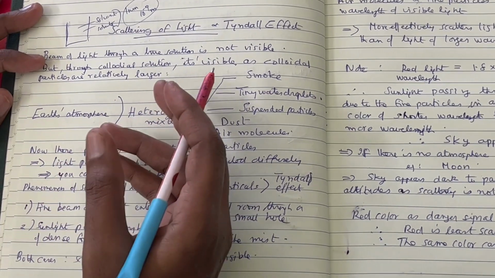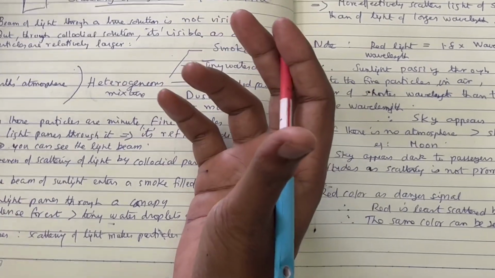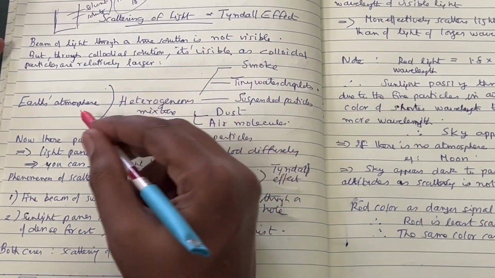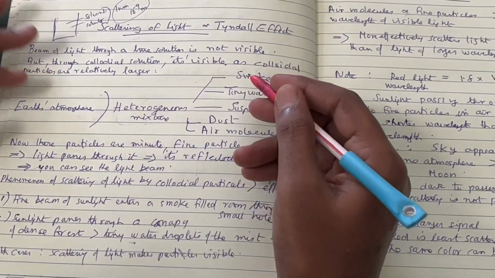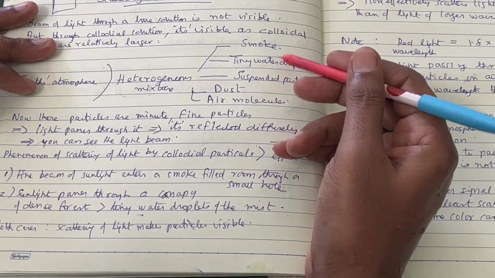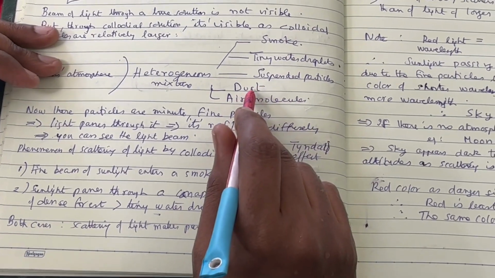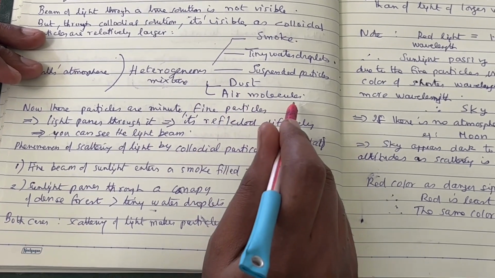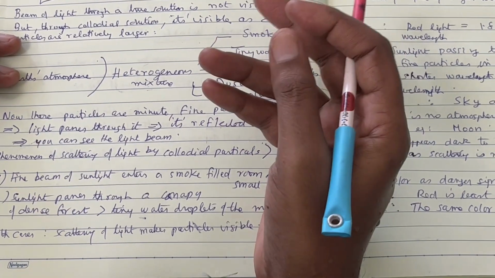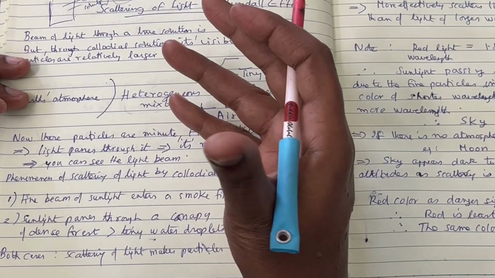So a very common heterogeneous mixture, which we are all experiencing day to day, is the Earth's atmosphere. It's a heterogeneous mixture, and it consists of particles of different sizes. You have the smoke particles, tiny water droplets, and there could be other suspended particles, dust could be there. Obviously, you have the air molecules. So all these different types of particles are there, of different sizes, some bigger, some smaller. Obviously, it's not homogeneous, it's a heterogeneous mixture.